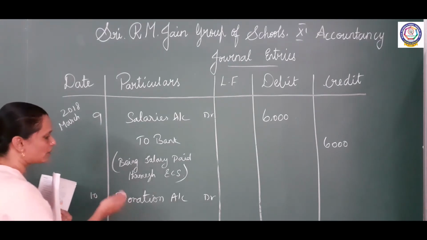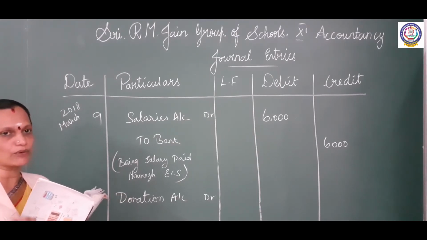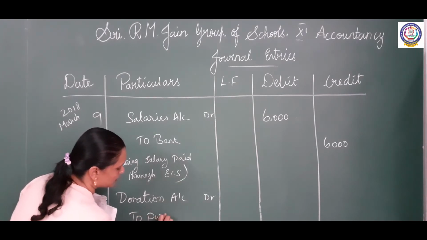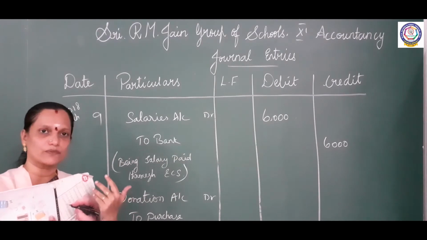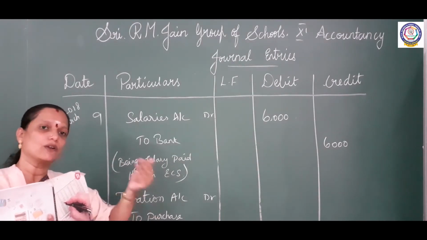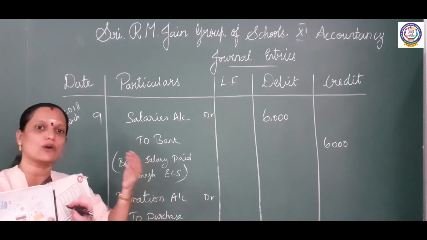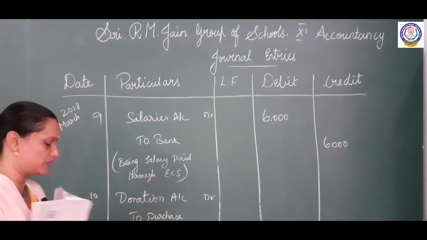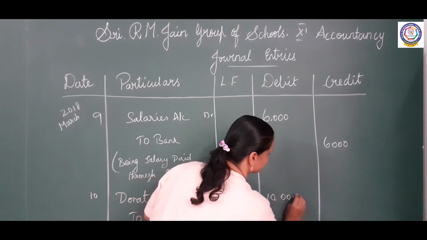So donation you have to write, and then the goods he is taking, that you have to take as a purchase. So to purchase. For example, if a proprietor is taking for his own use, we take drawing account to purchase account. If he is taking cash, drawing account to cash account, like that. So same way you have to write to purchase. How much he is taking? 10,000 rupees.